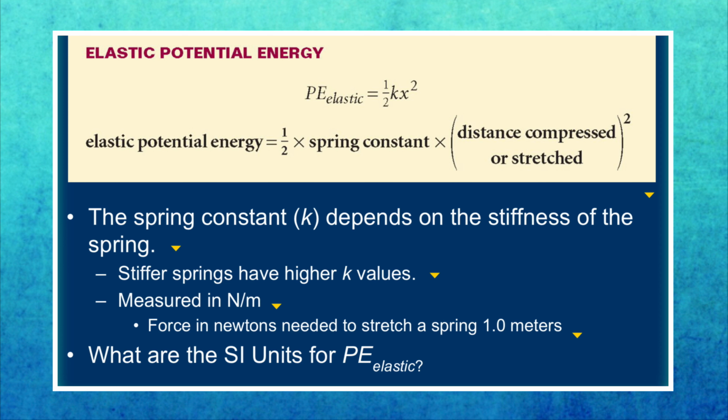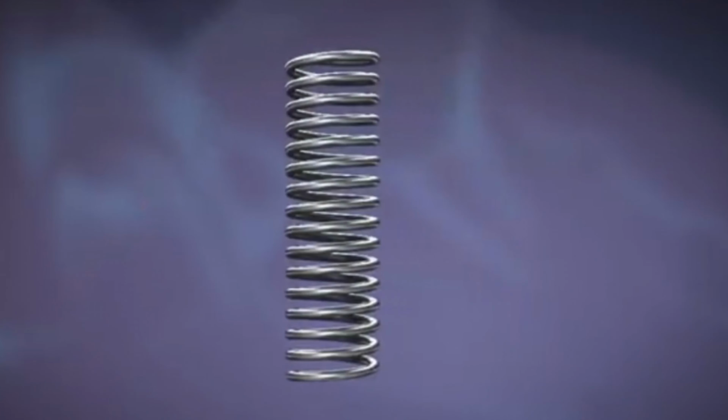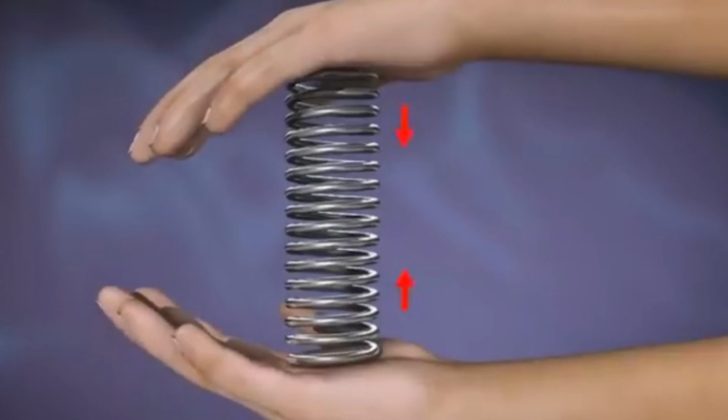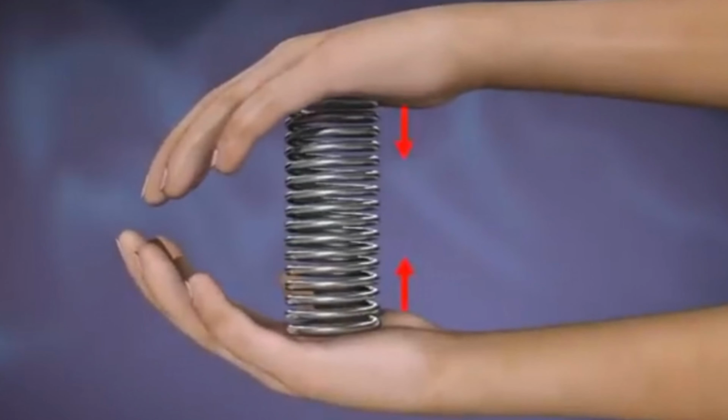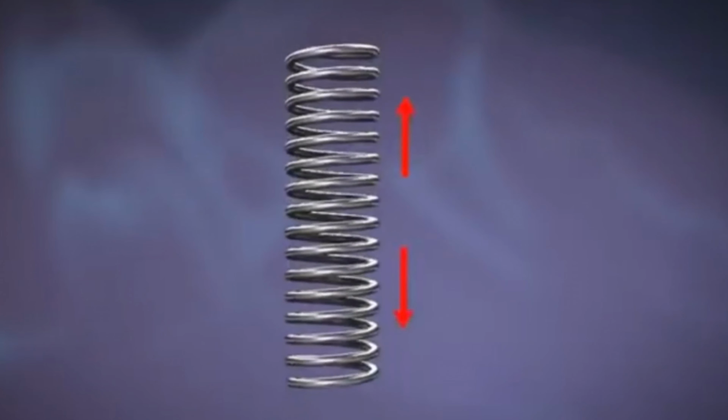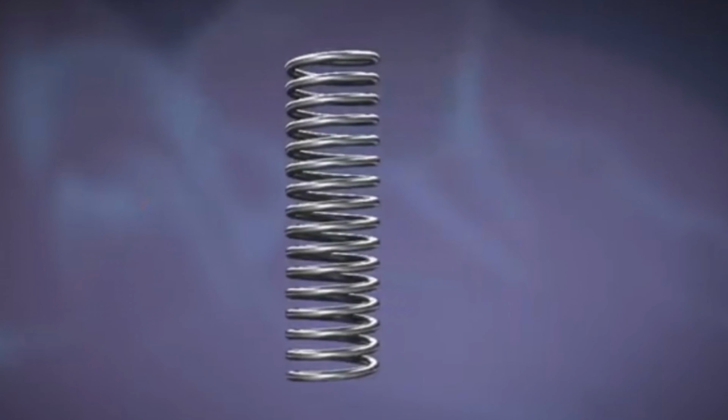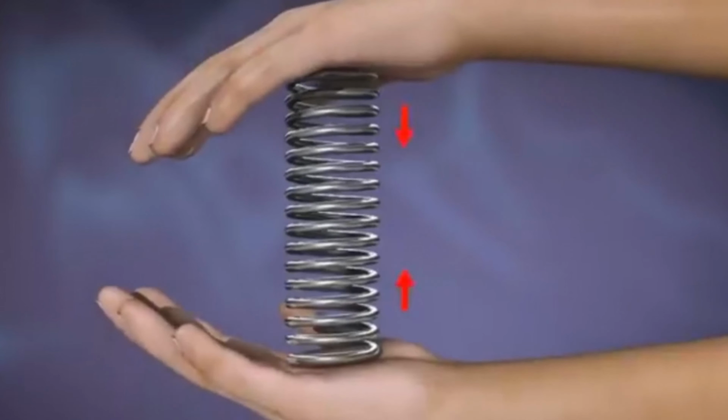What are the SI units for PE elastic? For sure, it will be joules. When we compress a spring, the force we exert is stored in the spring as elastic potential energy, which is released when we move our hand, allowing the spring to bounce back and return to its original position.